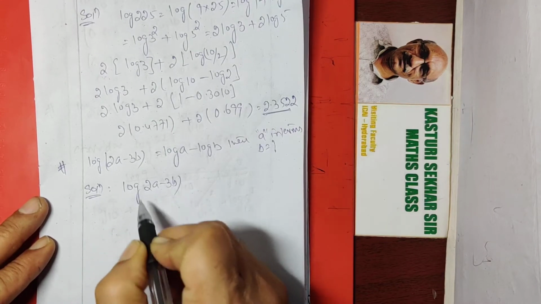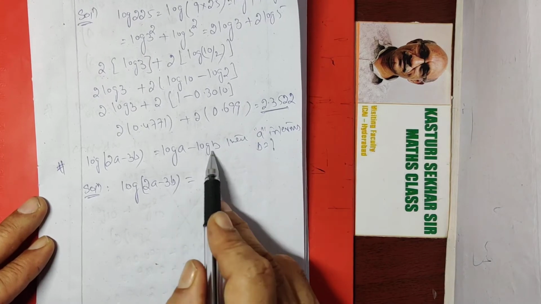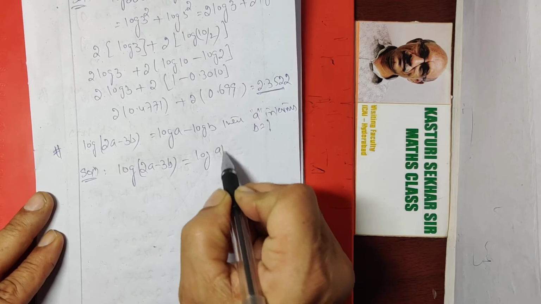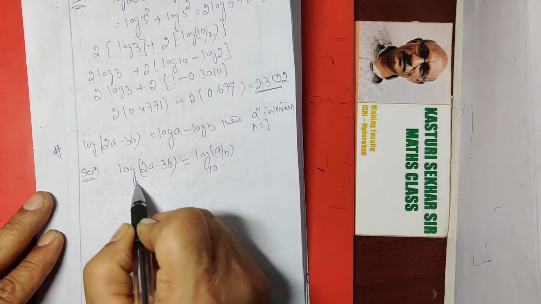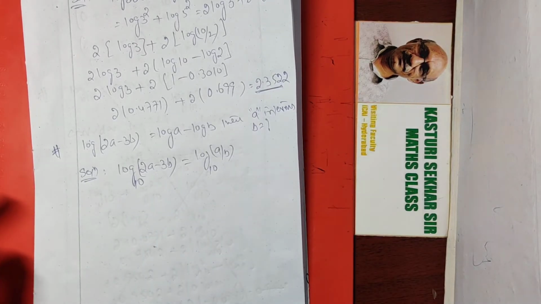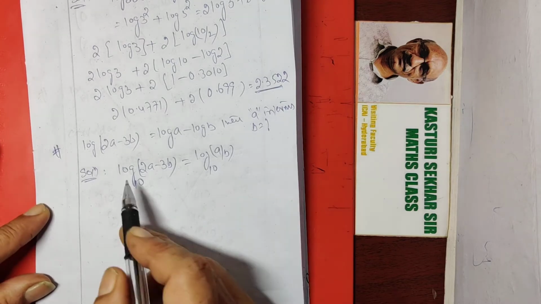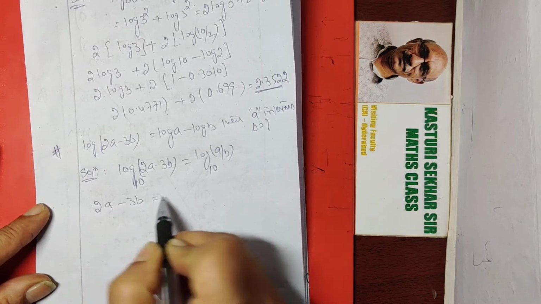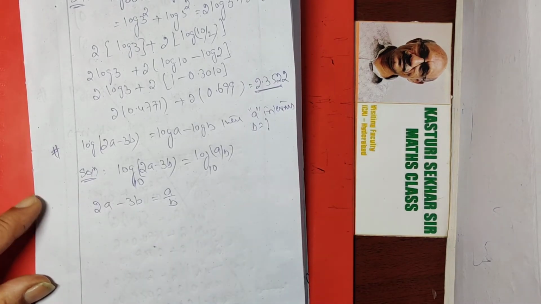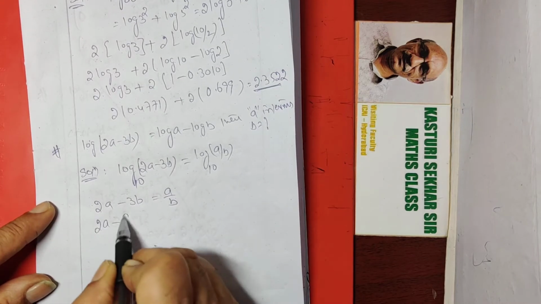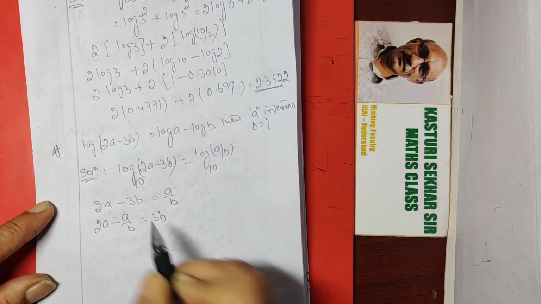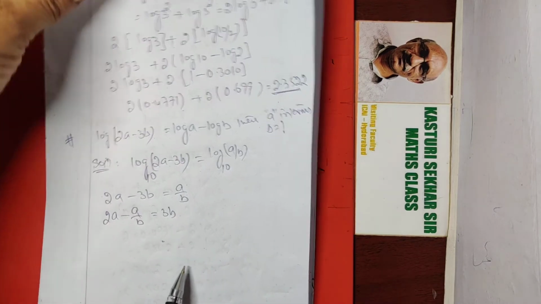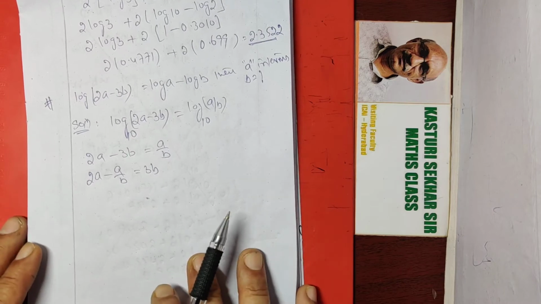Log of 2a minus 3b as it is. Log a minus log b can be written as log a by b. Both sides have the same base, sir. When no information is given, the base is always 10. So you can eliminate logs on both sides: 2a minus 3b is equal to a by b. So 2a minus a by b is equal to 3b, bringing a by b to this side and taking 3b to the other side.